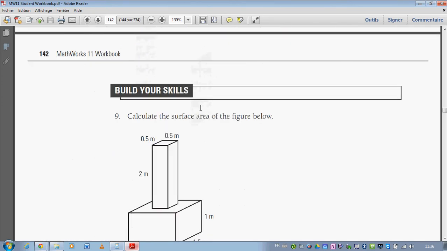Okay. So at this point, you can pause the video and try out the Build Your Skills questions on page 142.